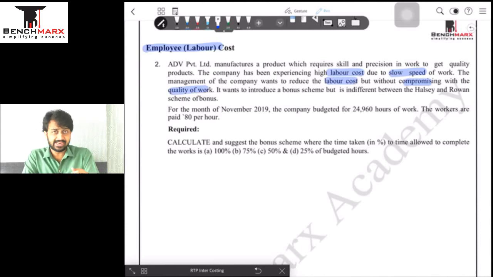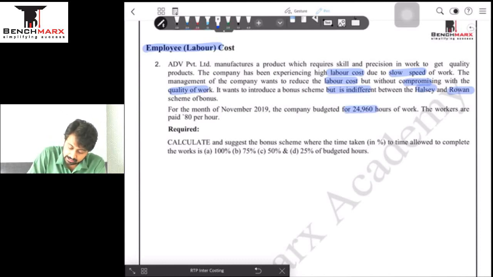Now ये पढ़ के हिंट मिलता है that Rowan system is better, because Rowan system penalizes the workers in case you have saved a lot of time, assuming that तुमने कुछ quality में गड़बड़ किया होगा. ठीक है. But it is indifferent between Halsey or Rowan. तो Halsey भी चलेगा, Rowan भी चलेगा. ठीक है. For the month of November 19, the company budgeted 24,960 hours and the workers are paid 80 per hour. Can I say 24,960 is budgeted hours? Yes. Can I say 80 is my RPH? Yes. ठीक है. Compute and suggest the bonus scheme where time taken in percentage is 100, 75, 50 and 25.